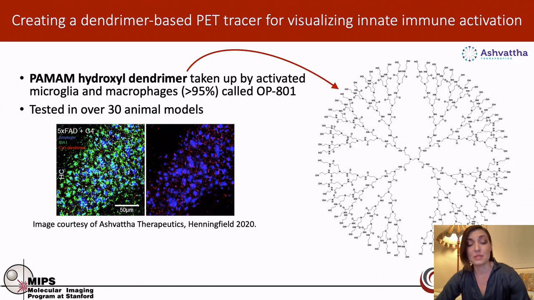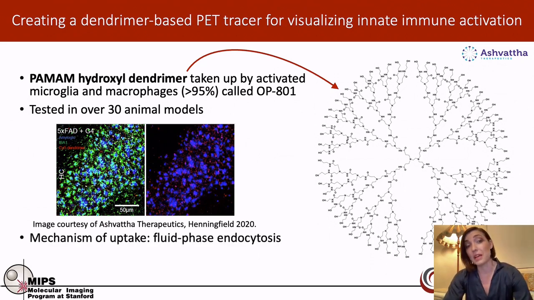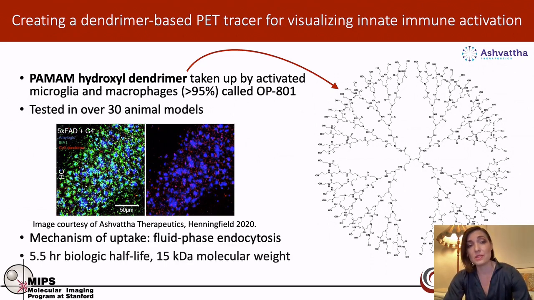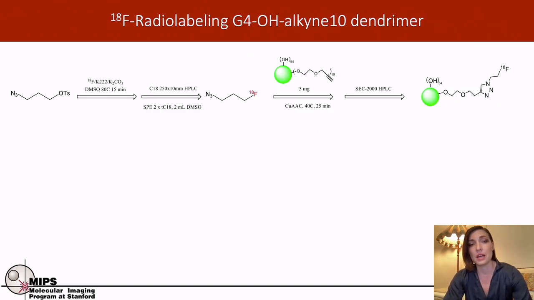And I didn't believe it until I saw it, but this dendrimer does indeed get across the blood-brain barrier and is only taken up into those cells. The mechanism is fluid phase endocytosis, and the half-life is relatively short. We were tasked with figuring out a way to radiolabel this in a robust and reliable way.